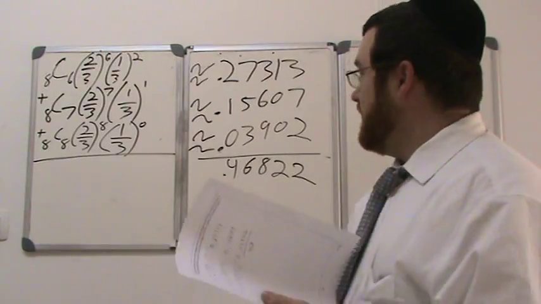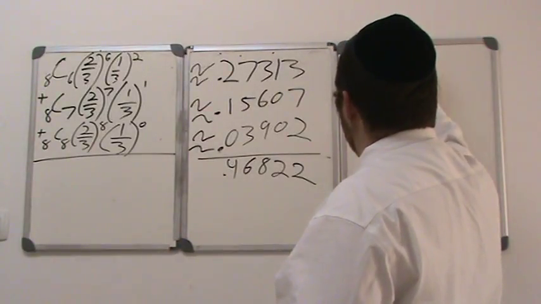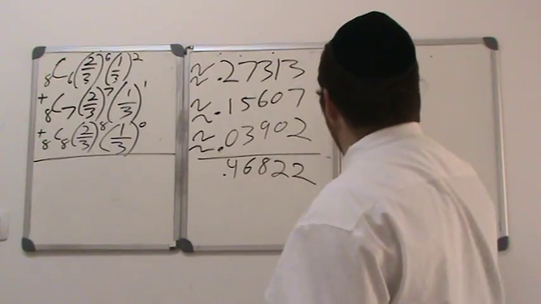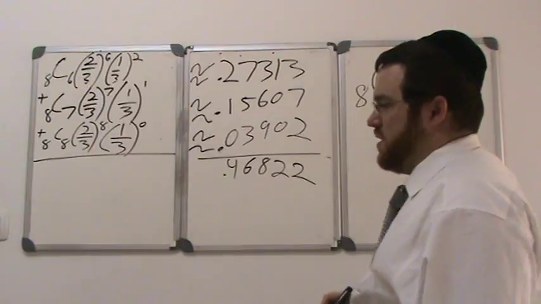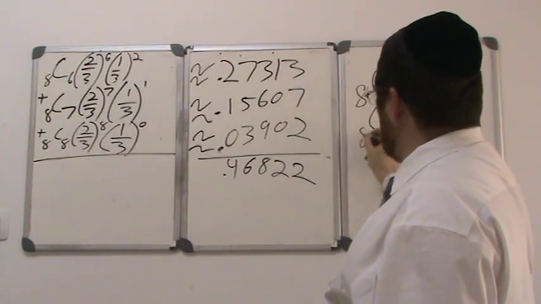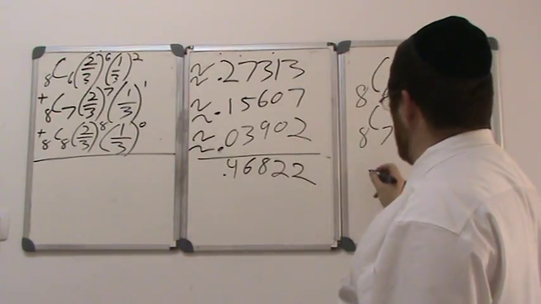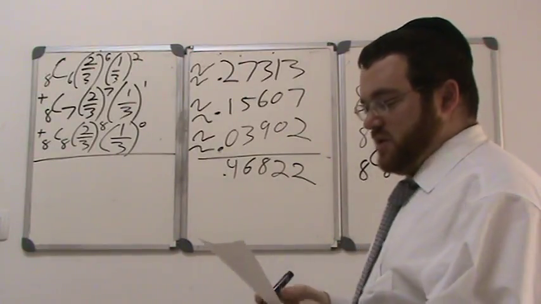That means we want them to win 6 out of 8. So that's 8 games, combination of 6. We also want them to win 7 out of their 8 games, 8 combination 7. And we also want them to win 8 out of 8 games, which is 8 combination 8.